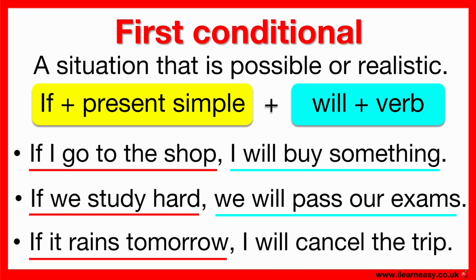Again, we have the if clause first, followed by the main clause. The if clause follows the structure if, followed by the present simple form, and the main clause follows the structure will, followed by the verb in its base form. Each of these examples describe a situation that's possible or realistic.